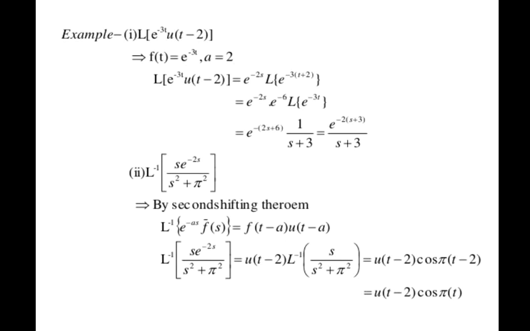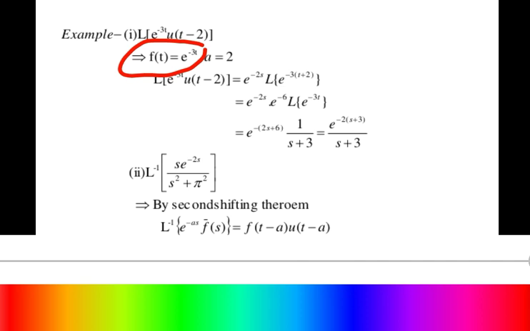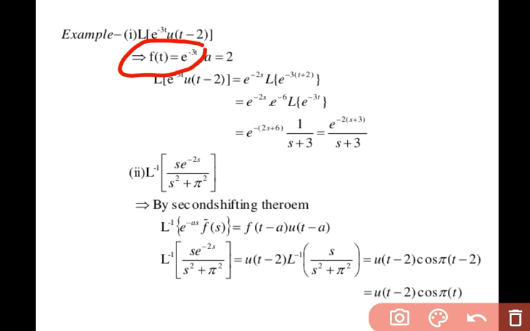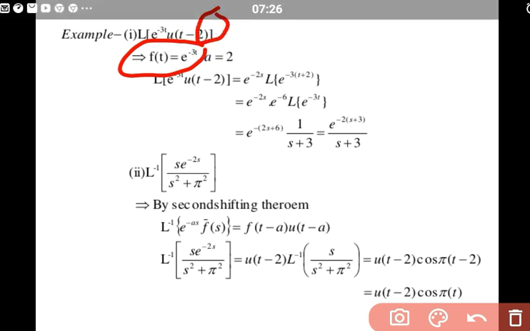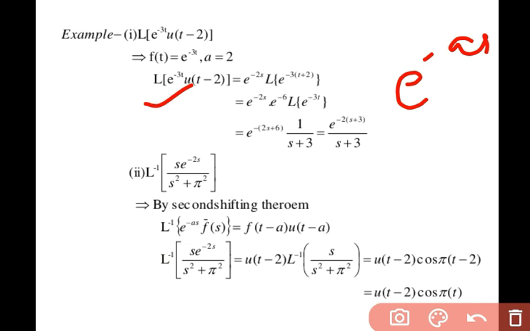example, Laplace of e to the power minus 3t u of t minus 2. So we can suppose here f of t is equal to e to the power minus 3t, and this a is equal to 2. So Laplace of e to the power minus 3t u of t minus 2 equal e to the power minus 2s. In the previous formula we can see e to the power minus as, where a is 2, here a is 2. So e to the power minus 2s, Laplace of e to the power minus 3t plus 2.